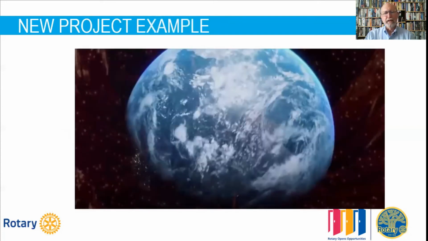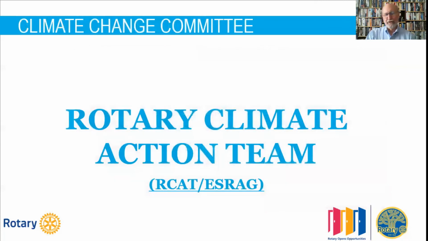So let's take a new project example and developing a new project in your club. So where do you start? We're going to start with RCAT and SRAG, the Rotary Climate Action Team, which is taking off like wildfire within our district, and SRAG, which is the Environmental Sustainability Rotary Action Group. We're going to take a project from them.